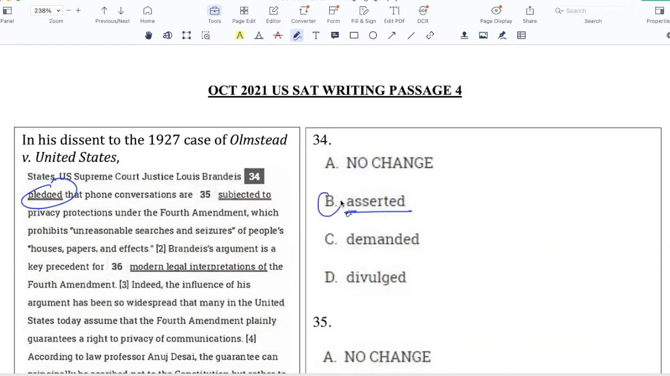So I like B. To pledge is to make a promise, right? For example, I pledge to safeguard my country in a time of crisis. So that doesn't make sense in the context of the justice making a statement. To demand is to ask someone of something. So again, that doesn't make sense. And to divulge is to reveal something, right? For example, he divulged the details of the plan. So that also doesn't fit the context.